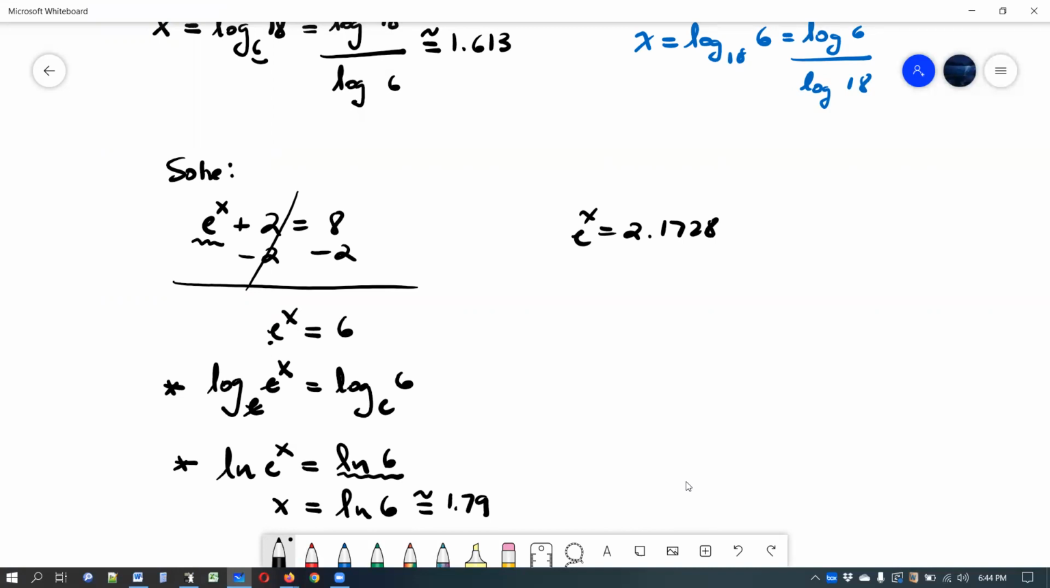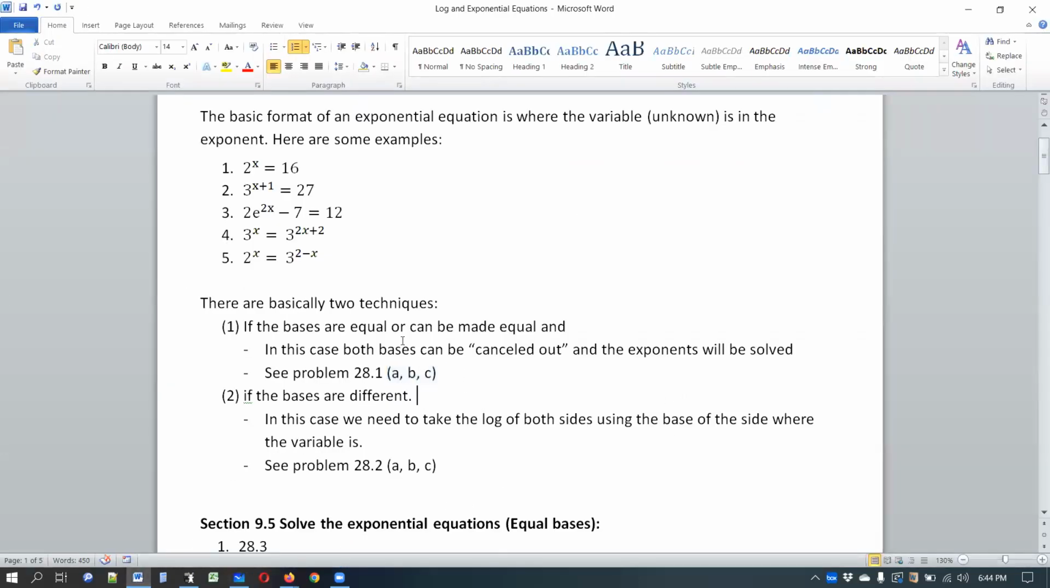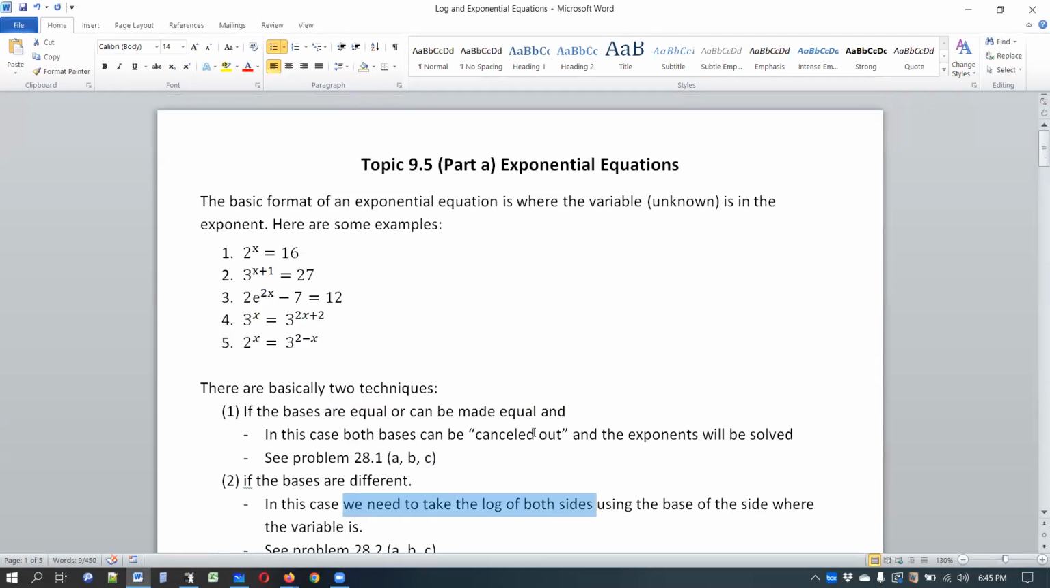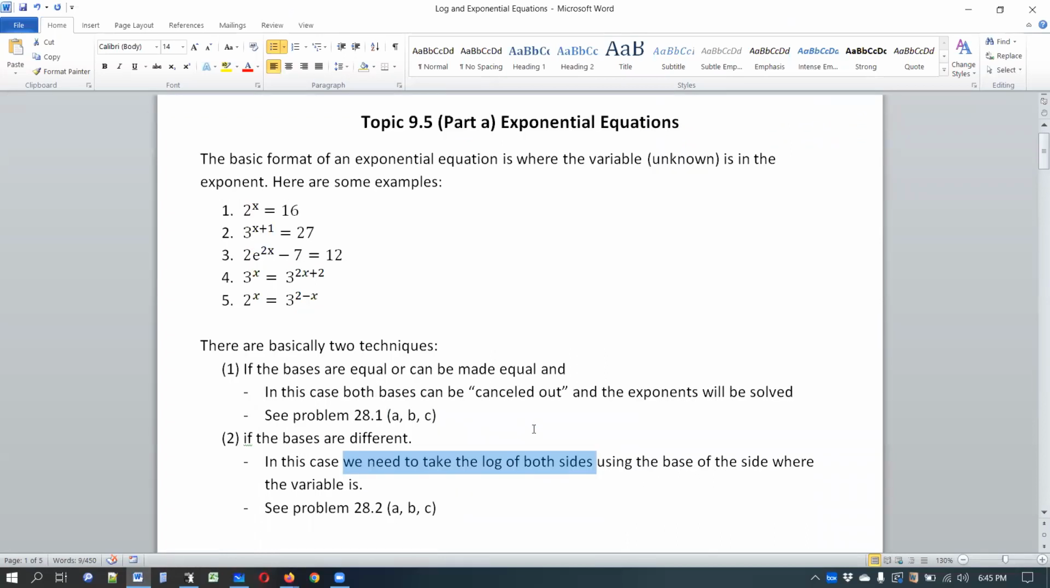So these are some of the basic properties that we use to solve these exponential equations. Two basic properties, as we mentioned before: if the bases are equal or can be made equal, then we just cancel the bases and we solve the exponent. If the bases are different and cannot be made equal, then we are going to take the log of both sides, as I showed here in the video. But you must first isolate the expression with the log. Okay, so this is the first part, exponential equations. And in another video, I will show you the log equations.